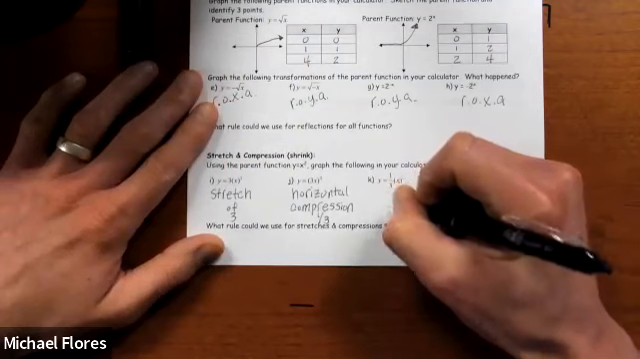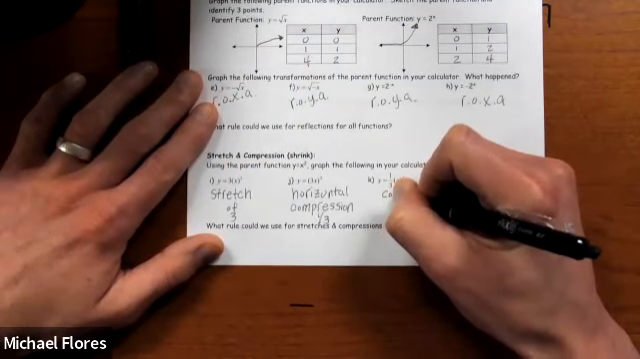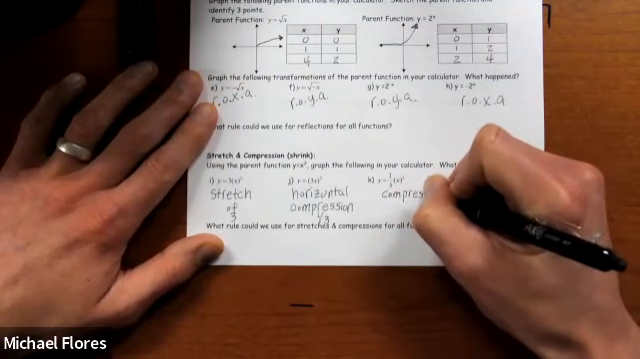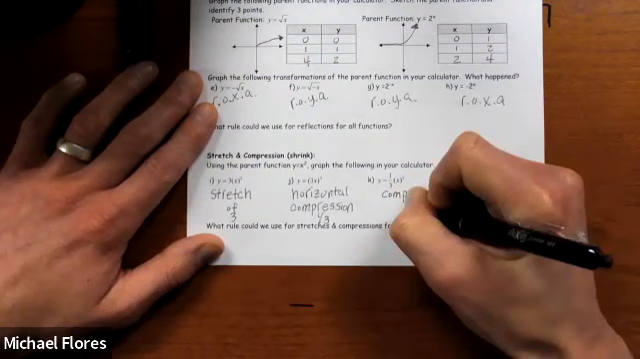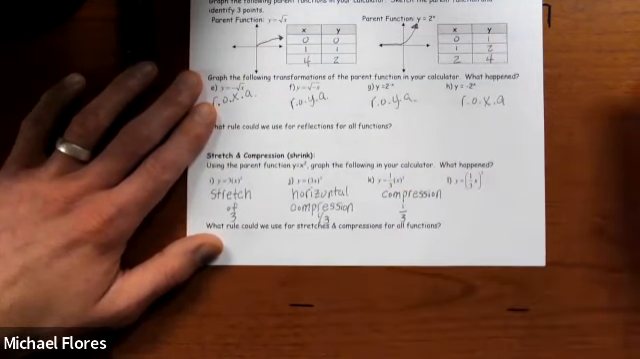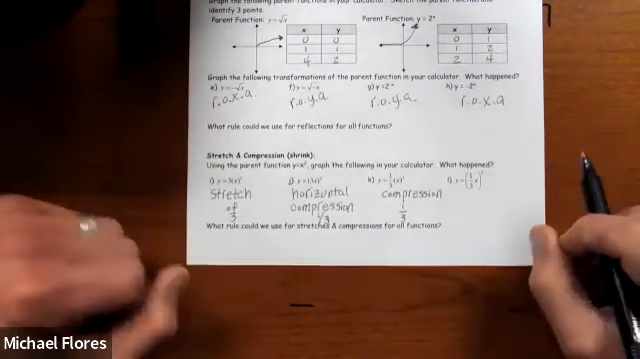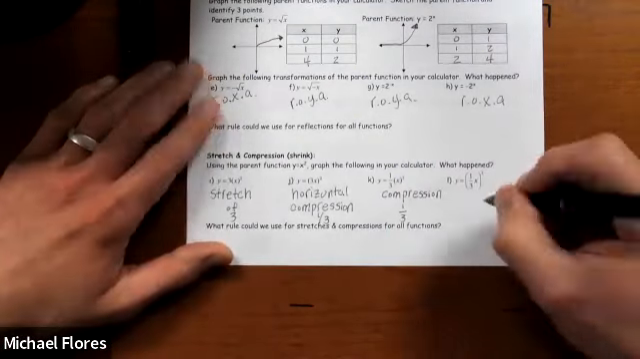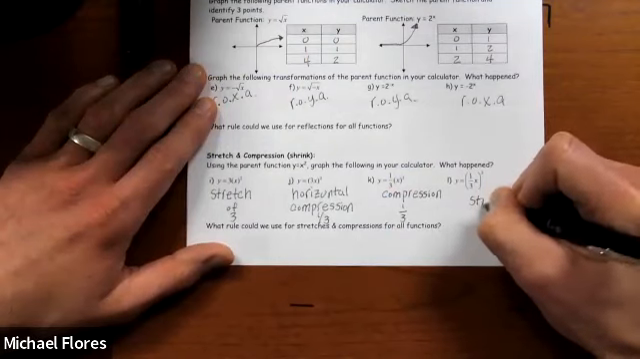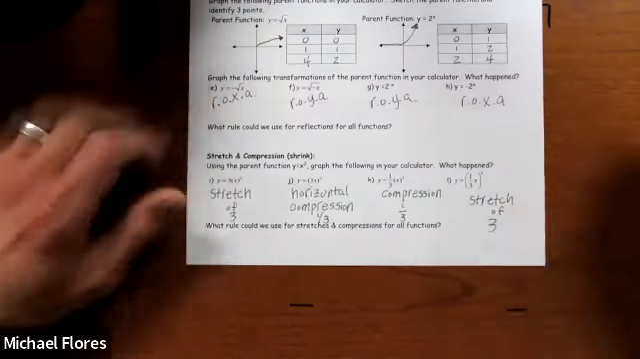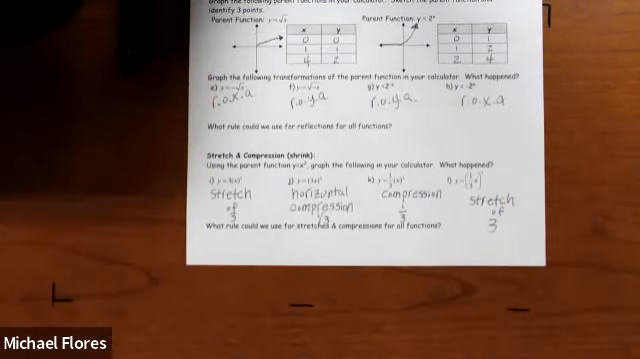Here we have a compression of 1/3. Here we have 1/3 times x. We're inside the parentheses with the x. So it's actually going to be opposite of what you think it would be. We're going to have a stretch of 3. What rule could be used for stretches and compressions for all functions? Well, we just covered it. Feel free to summarize that however you would like.